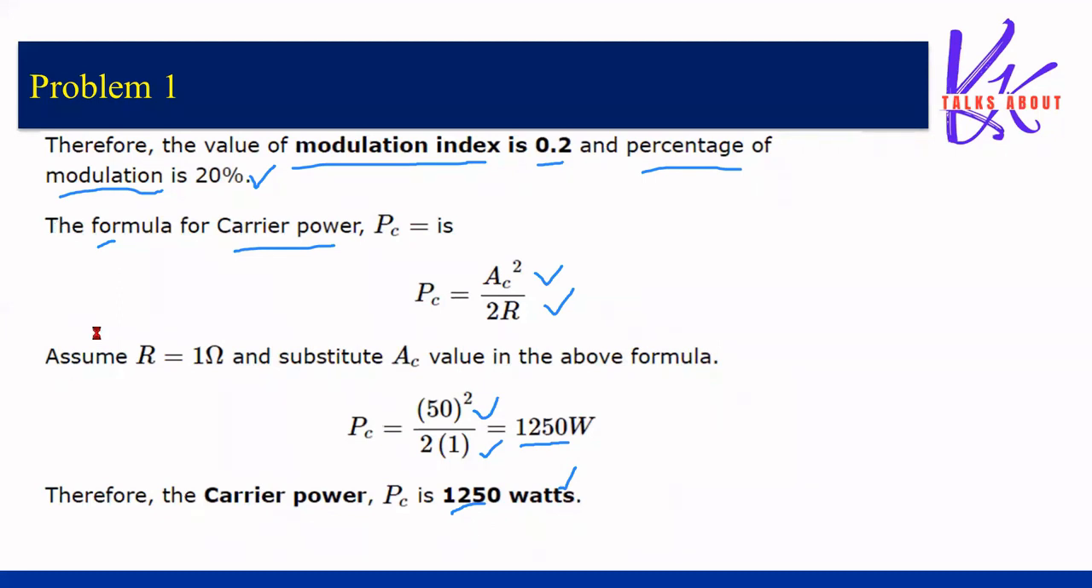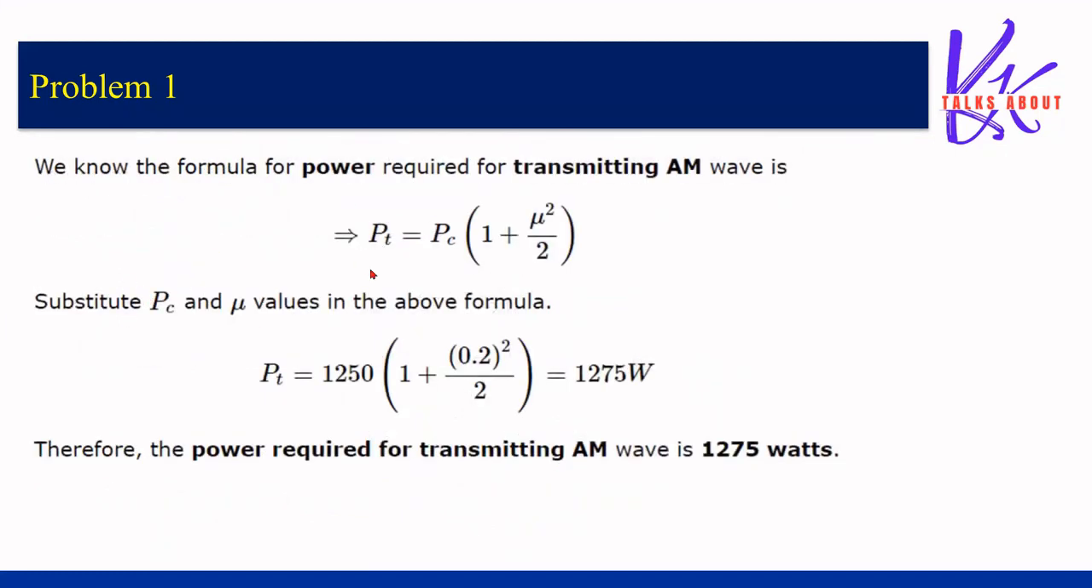Now, let us see the total power which is consumed by the AM transmitting wave or modulated wave. Just now we have seen the formula, Pt is equal to Pc into 1 plus mu square by 2. This is the formula to calculate the total power. As we know the modulation index, that is 0.2, if you substitute, the total power is 1275 watts. Therefore the power required to transmit the AM wave is 1275 watts.